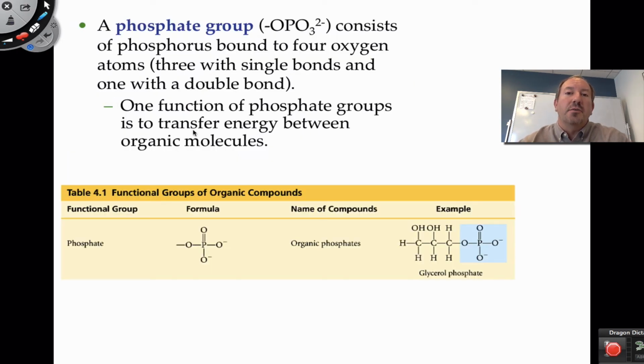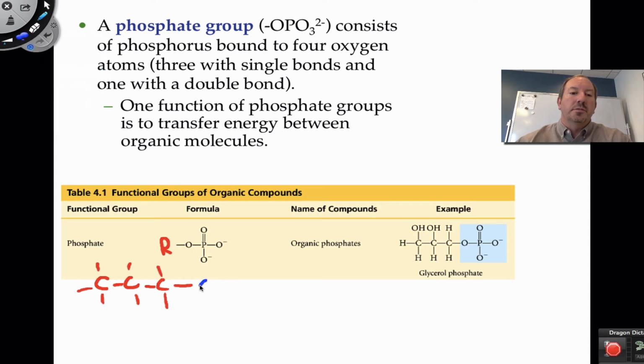And then another really important functional group that's really critical in biology is this phosphate group. And the phosphate's kind of cool. It's got an oxygen coming off the R group of the parent chain of hydrocarbons. So you got these carbons coming out like this. And then here is the functional group.